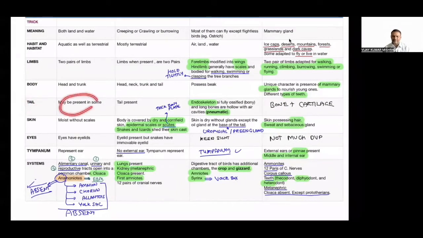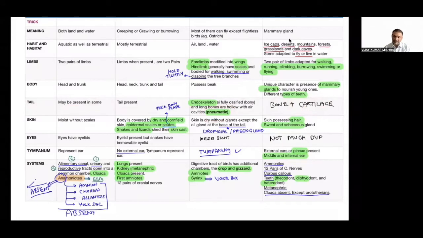Some may have a tail, maybe present in some. Here it is present. Endoskeleton is fully ossified, and they do have a tail. Birds also have a tail, and they have pneumatic bone, which is a porous bone. Bone and cartilage both are going to be present here.